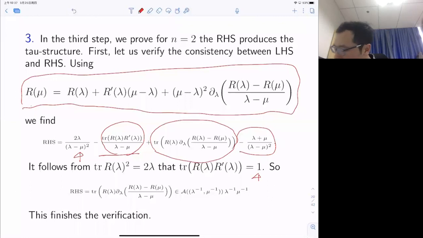And this one indeed belongs to the formal power series ring of lambda inverse.